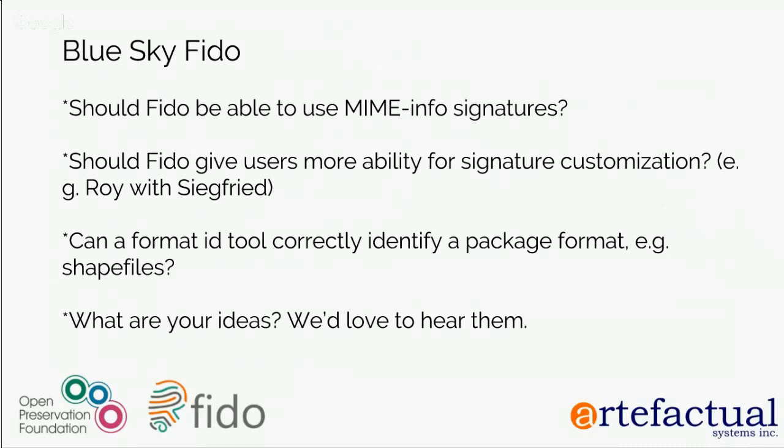This is real blue sky, and I don't know what the technical possibilities are, but we've tossed around the idea in the office: could a format tool someday correctly identify a package format like shapefiles, something that is a zip container but has an internal structure of some kind that has certain requirements, and could that be identified using a tool like Fido or Siegfried? I think it depends more on the signature availability. So the question might be more: is it possible to write a signature for that kind of clustered format? And we'd love to hear your ideas.